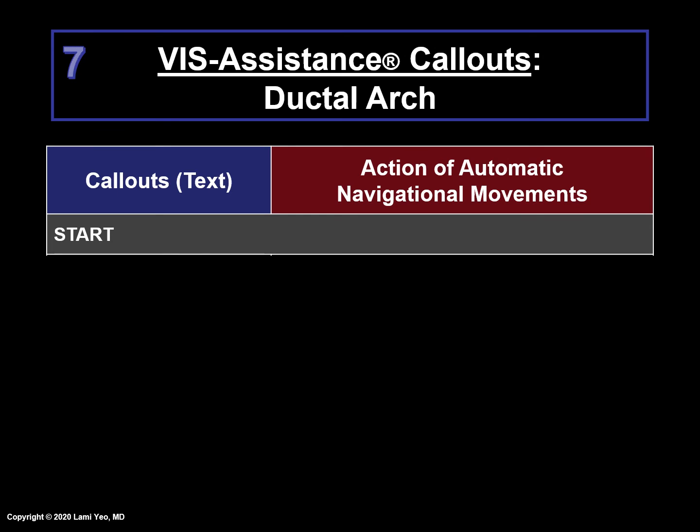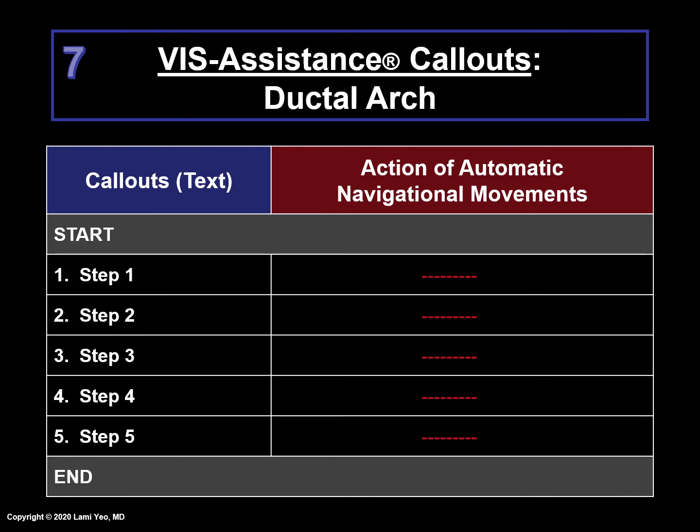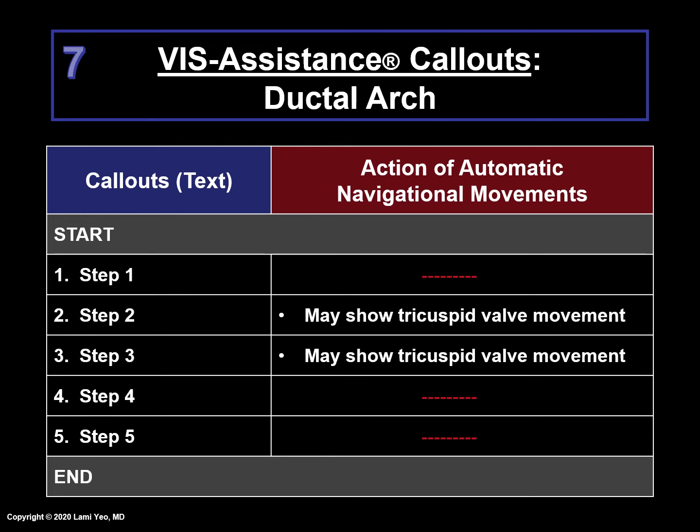There are 5 generalized callouts for this VISA video clip and are labeled as step 1 through step 5. Collectively, all of these steps consist of automatic navigational movements that are programmed to show the anatomical structures of the ductal arch and or improve the success of obtaining the ductal arch. In addition, steps 2 and 3 of the ductal arch VISA video clip may also show tricuspid valve movement.